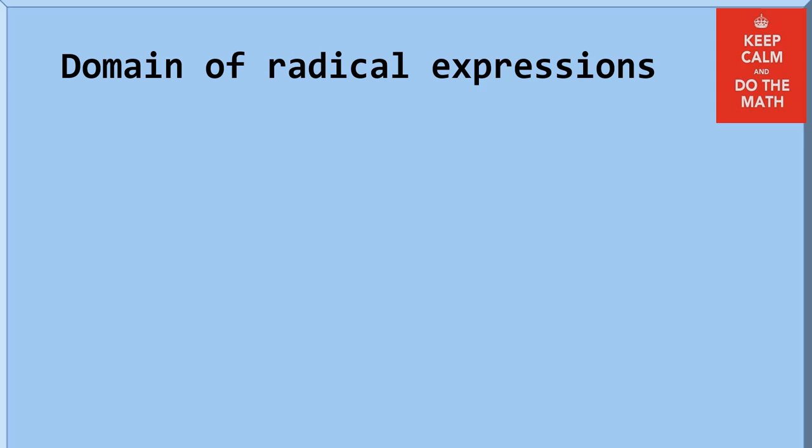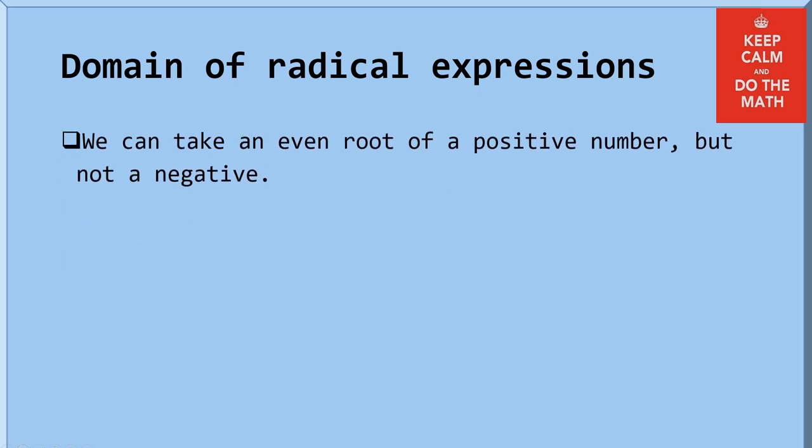In this video, we're going to discuss the domain of radical expressions. We can take an even root of a positive number, but not a negative. The square root of 4 we know is going to be 2, because 2 times itself is 4.